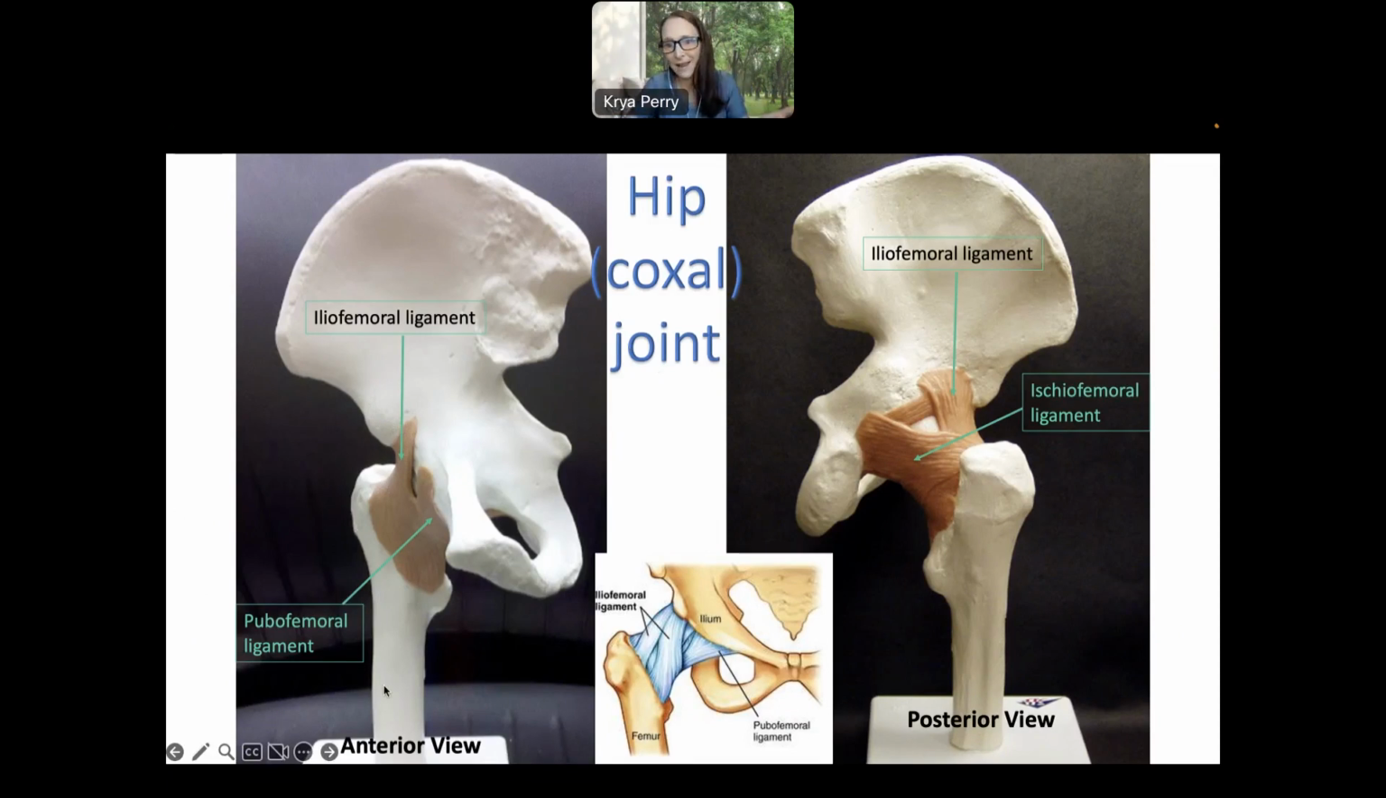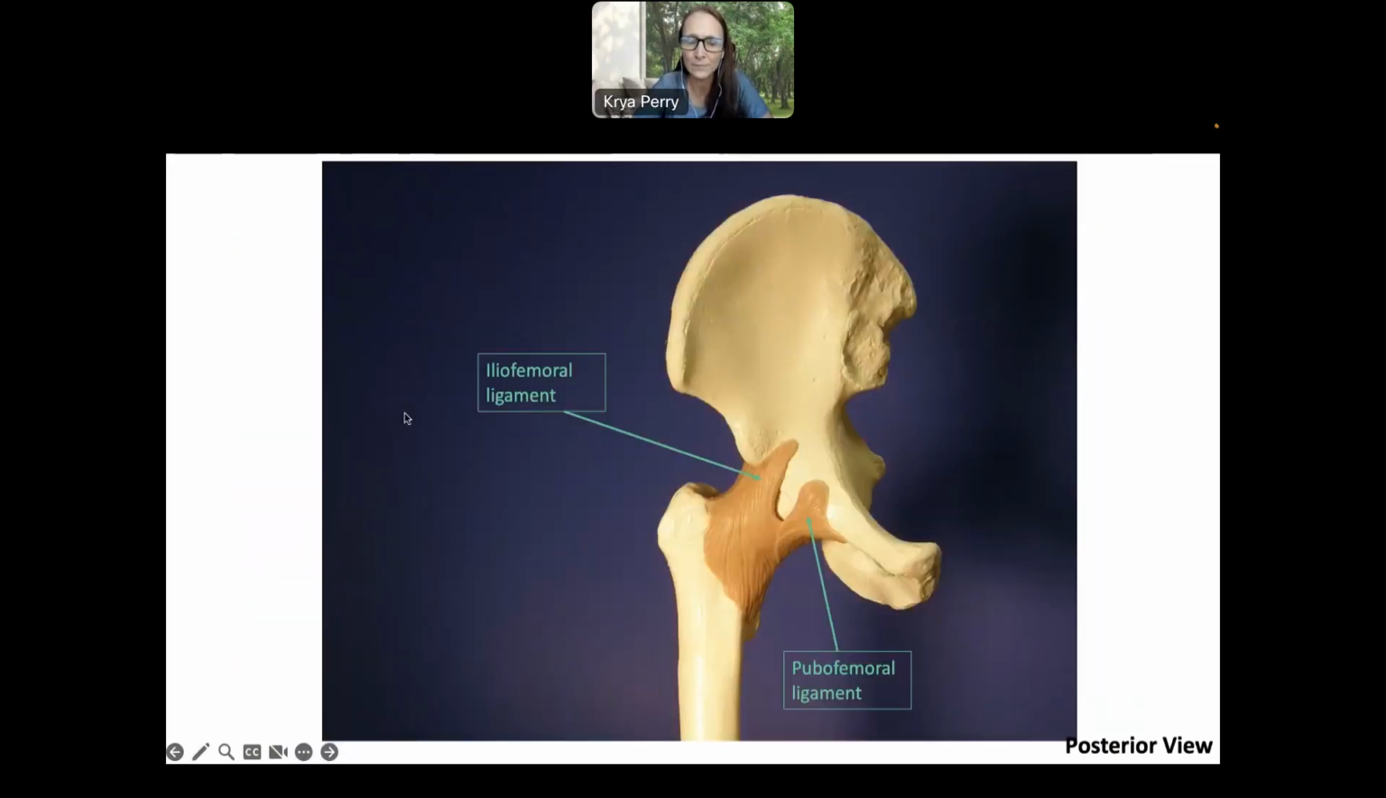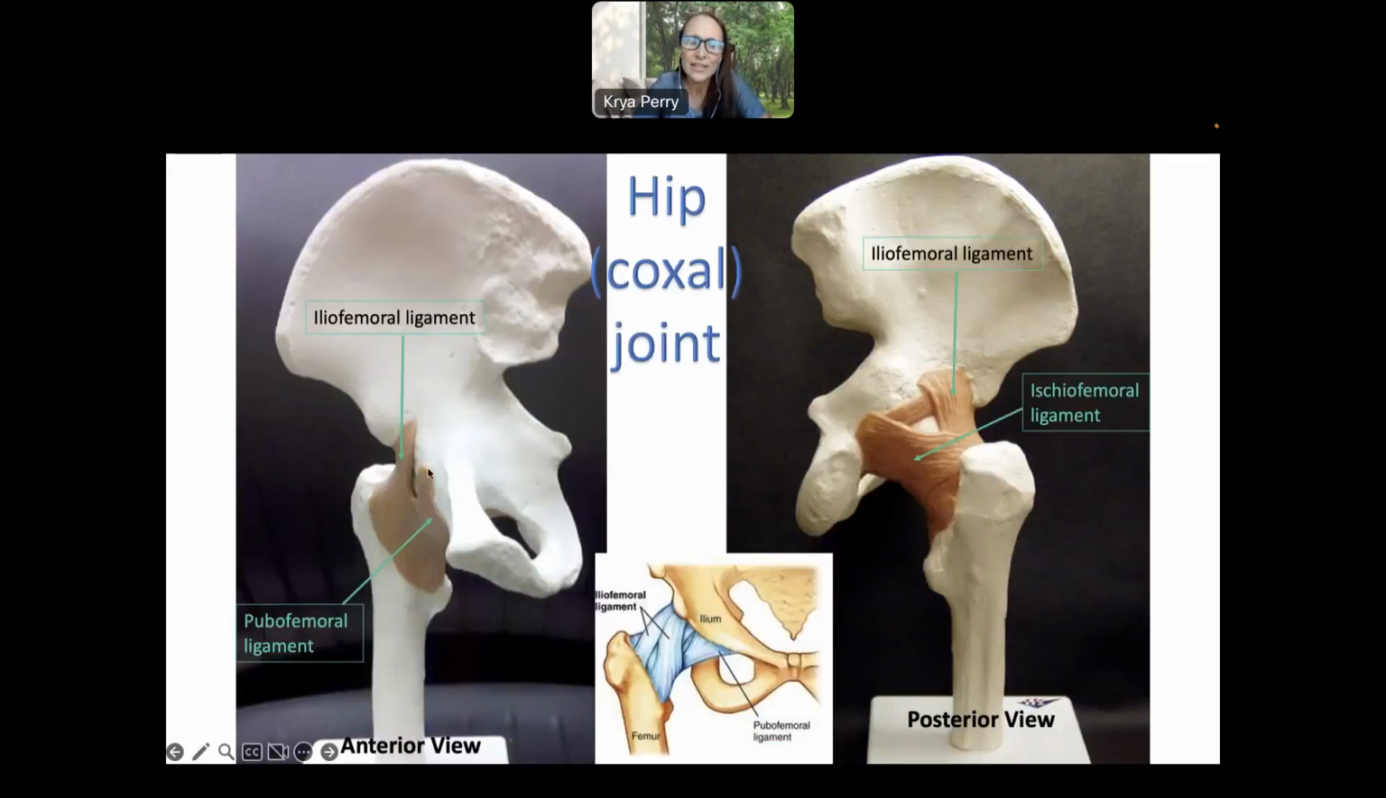So hence the name is iliofemoral ligament, right? The joints are beautiful because the names make sense. That doesn't always happen in anatomy, but it's really nice when it does. So you can see here, this is part of the iliofemoral ligament, again going from the ilium to the femur. This one here is going from the pubic ramus, from that part of the pubic bone, over to the femur. So we call it the pubofemoral ligament.